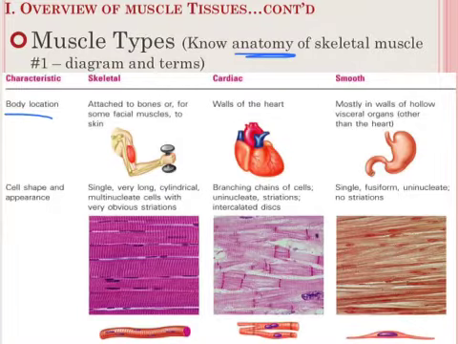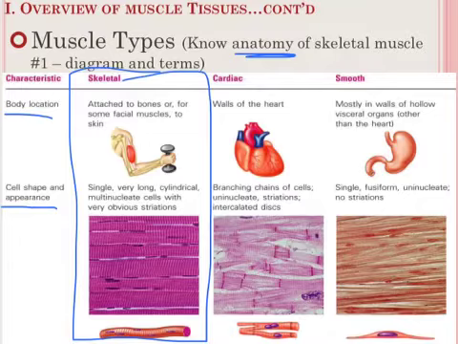So let's start first with your skeletal muscle. Now we know that skeletal muscle is the type of muscle that is going to attach to the bones. Some of those are going to be your facial muscles, and some of them are actually attached to skin, depending on which muscle we're talking about.